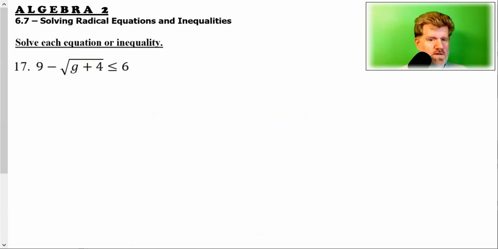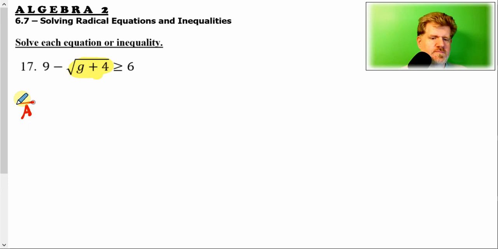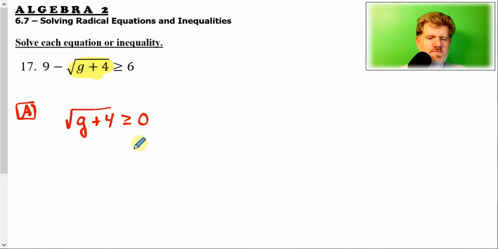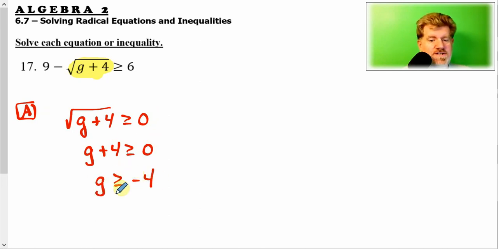All right, one more. So do our 2 parts. Remember, this has to be greater than 0. So let's do it. The square root of g plus 4 has to be greater than or equal to 0. I'm going to square both sides. I get that. Subtract 4. Now I know that g has to be greater than -4. It has to be.